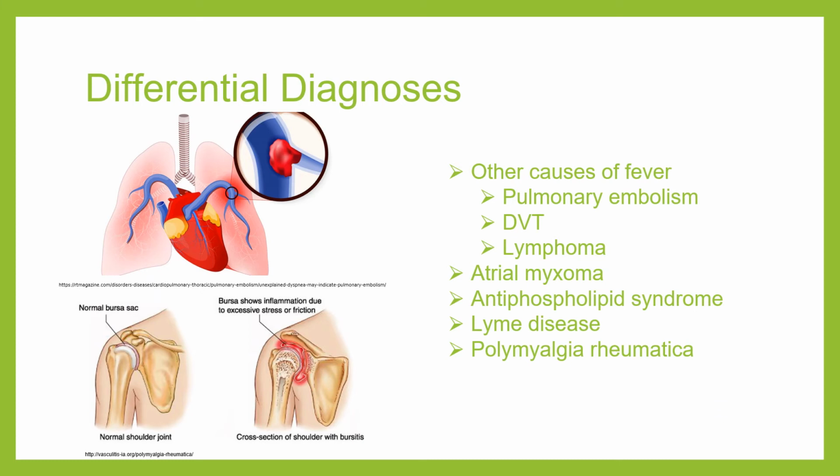Differential diagnosis can include other causes of fever in cases of infective endocarditis-like presentation, and this could be pulmonary embolism, which is an emergency, DVT or deep vein thrombosis, and pulmonary embolism can also arise from DVT. So the embolism from the thrombosis in the leg can travel up to the lungs. Lymphoma can also cause Roth spots in the retina. Atrial myxoma, which is a unique cancer within the heart, antiphospholipid syndrome, Lyme disease, and polymyalgia rheumatica, which is an autoimmune syndrome. There can also be alternative diagnoses that can be explored.